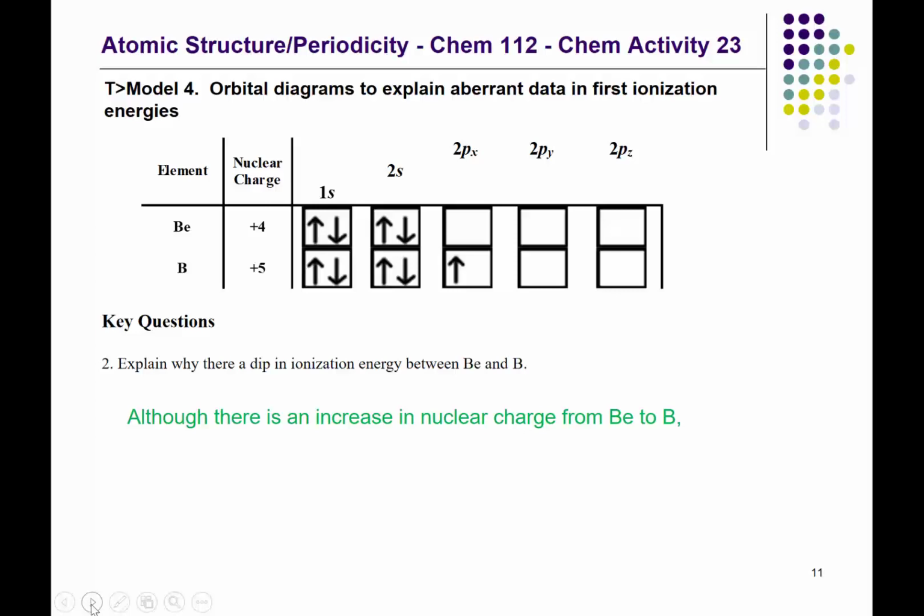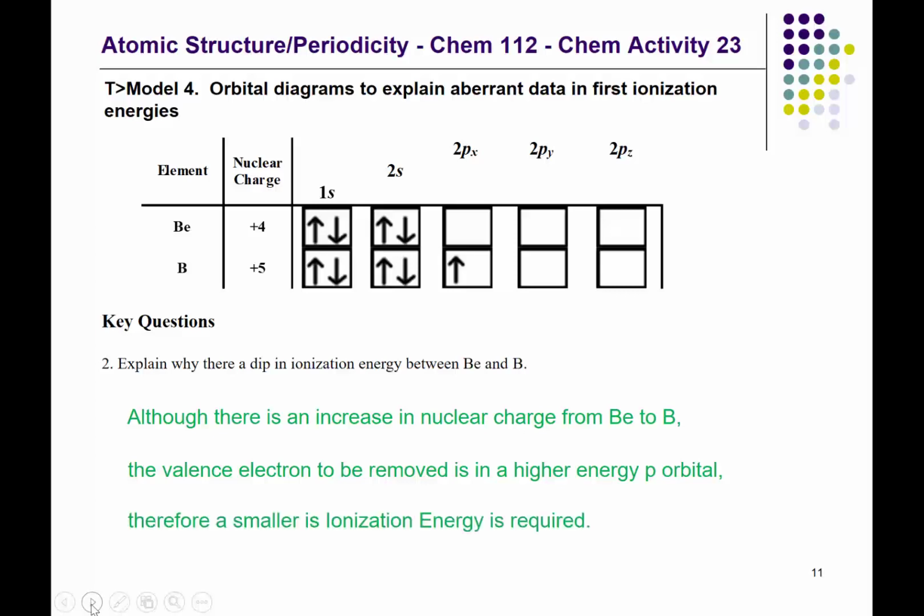The valence electron will be removed in the case of boron from a higher energy p orbital, and that makes all the difference. If the electron to be removed in boron was actually from an s orbital, this would not be of a higher energy. So in this case, the valence electron to be removed is in a higher p orbital. Therefore, a smaller ionization energy is required to remove that electron. And so this explains the dip.